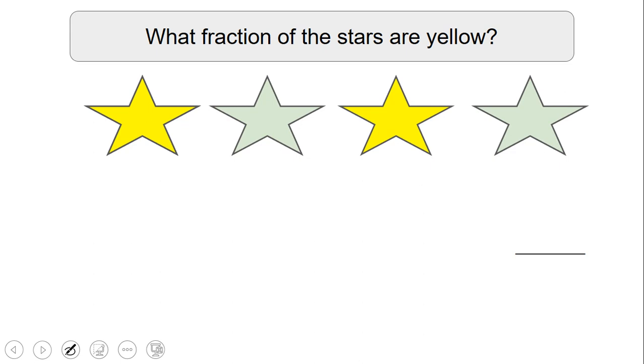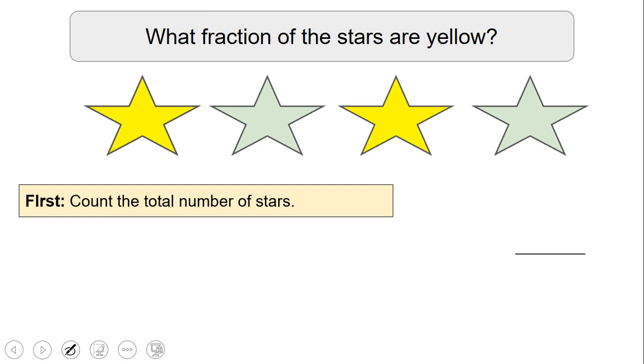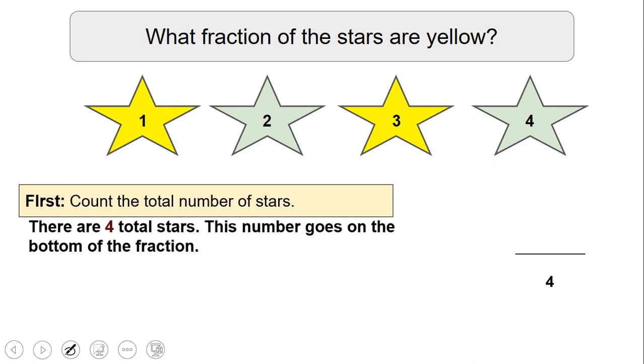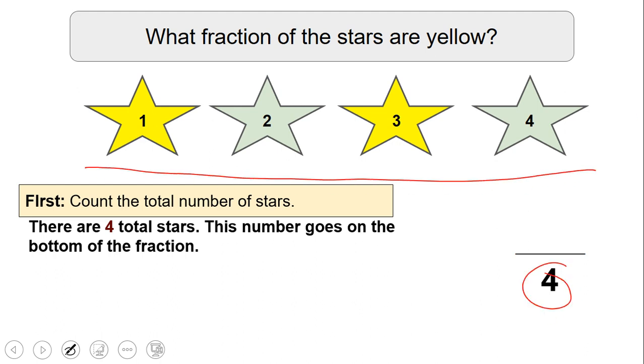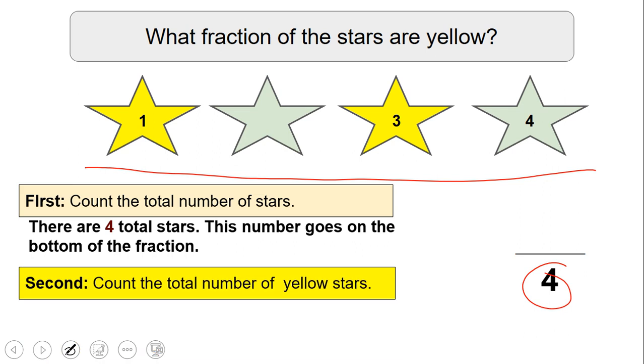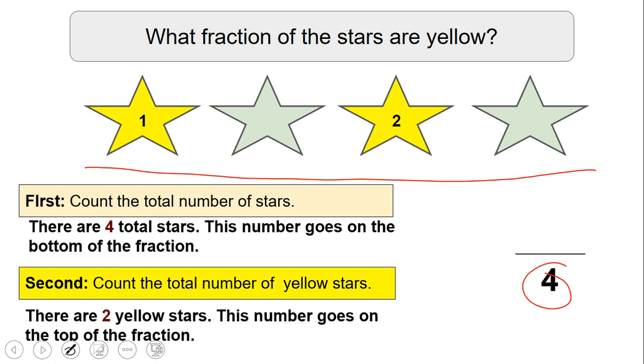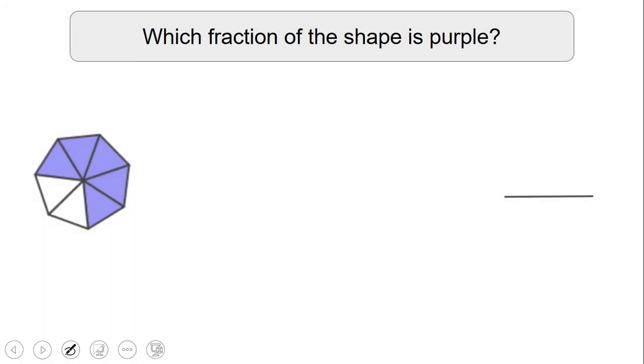So here we have, what fraction of the stars are yellow? First we count the number of stars: 1, 2, 3, 4. Remember that the 4 stars goes on the bottom because that's the whole amount, all of the stars together. Then we count the yellow stars. We have 1 yellow star and 2 yellow stars. We put that number on the top because it's the part, okay? The whole number goes on the bottom, the top is the part.